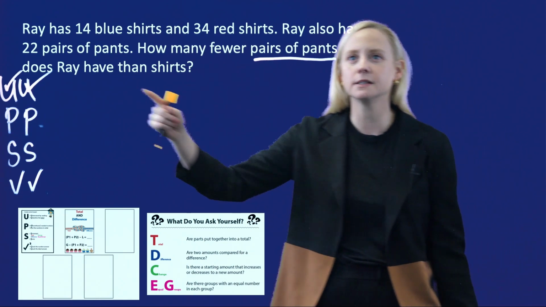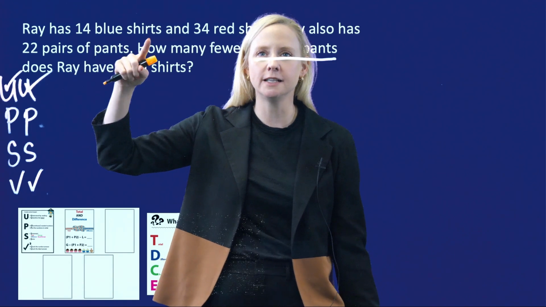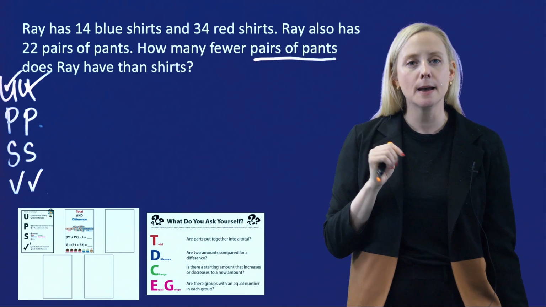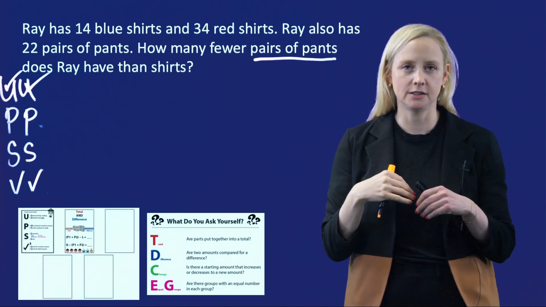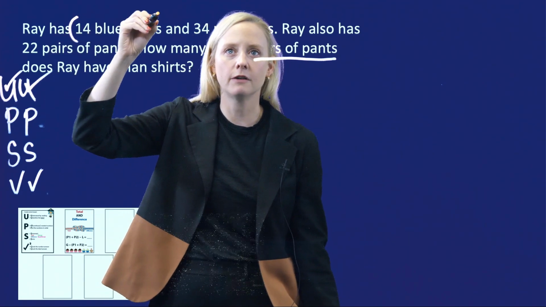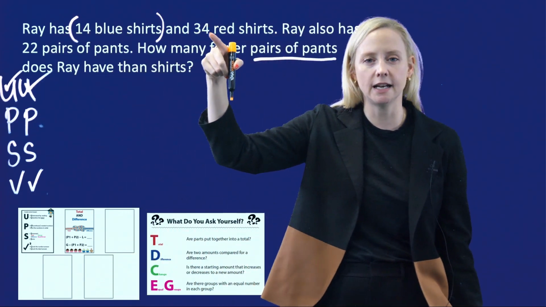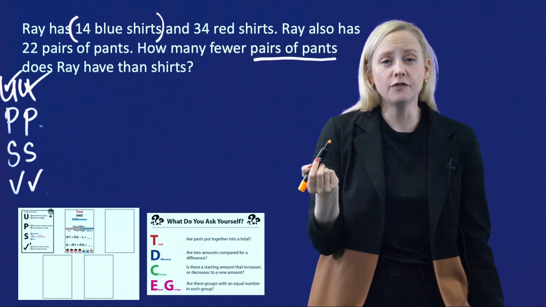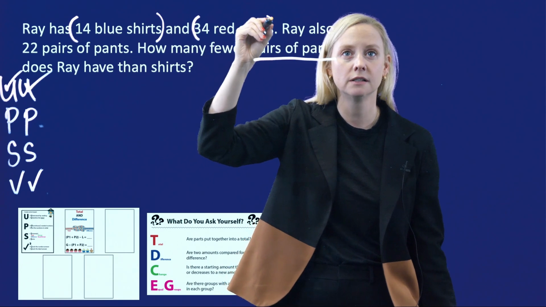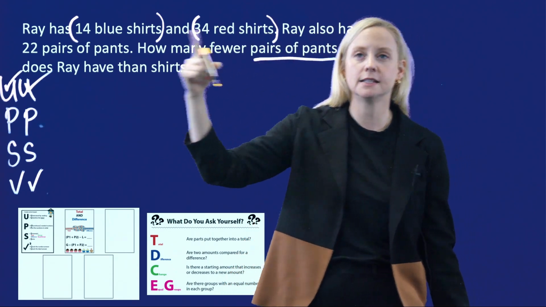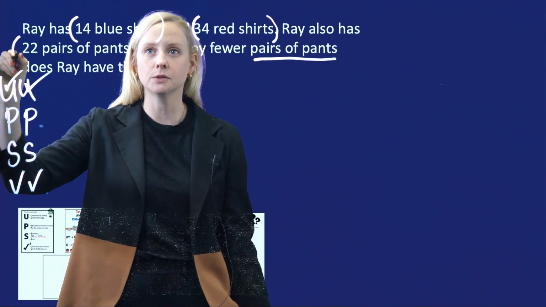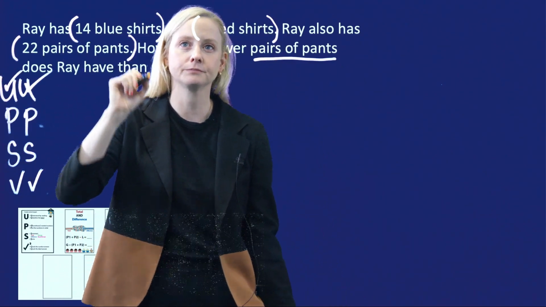So let's scan our numbers. Our first number is 14. That's about shirts. It's not about our label, pairs of pants, but I know we're comparing pants to shirts, so I'm actually going to need that. So I'm going to put parentheses here around 14 blue shirts and continue scanning. My next number is 34. 34 is about red shirts. Again, I'm comparing the pants to the shirts, so I need that. I'm going to continue scanning. I see 22. That's about pants, which matches my label, so I definitely need that number.